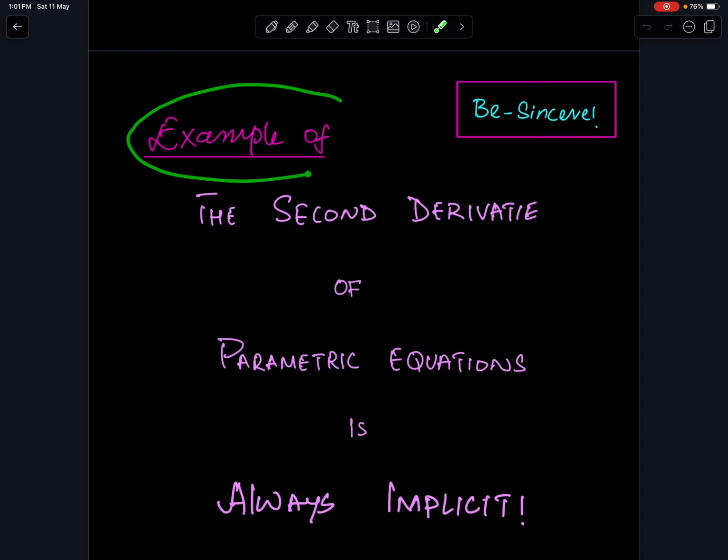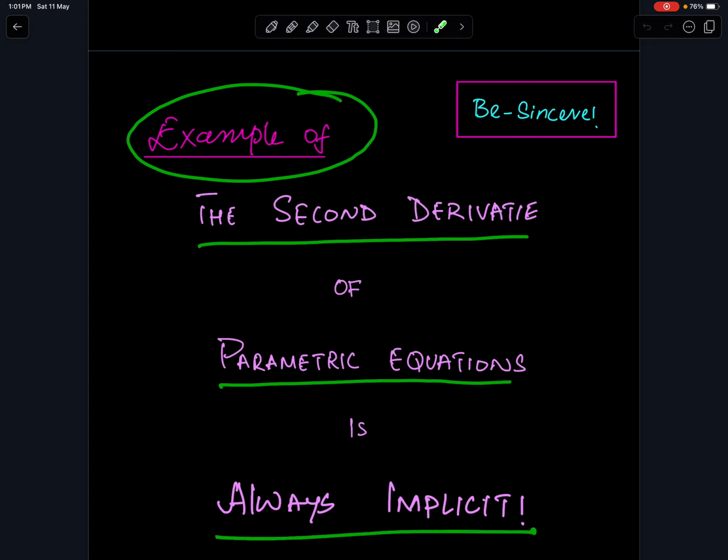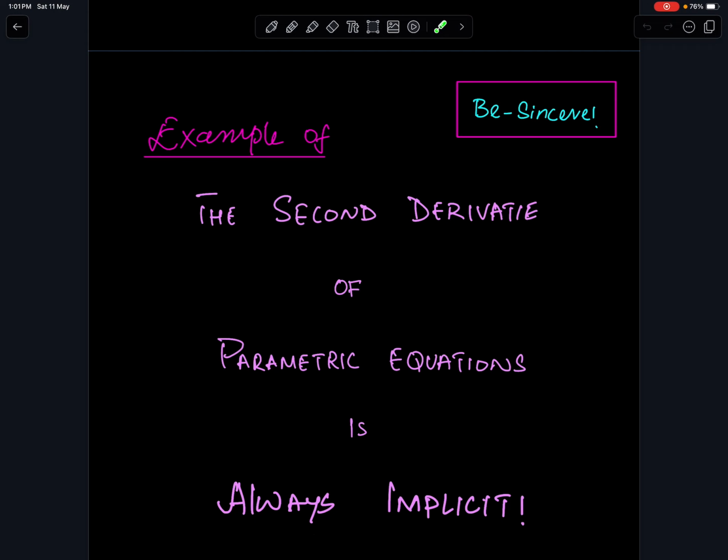A very important example of the second derivative of parametric equations, which is always implicit, is the topic of this lecture, and this is one of the most important concepts of differentiation. A very important advice: we must be sincere to everyone.